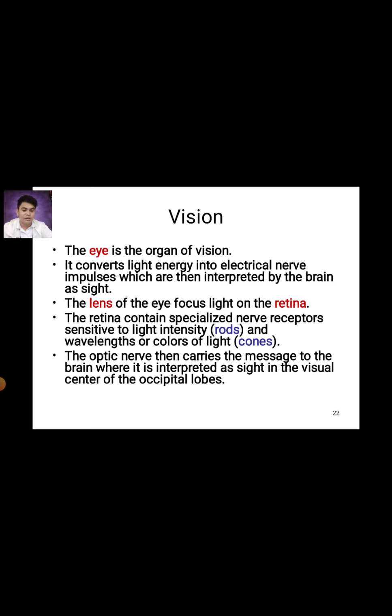Next is, what is vision? The eye is the organ of vision. It converts light energy into electrical nerve impulses which are then interpreted by the brain as sight. The lens of the eye focuses light on the retina. The retina contains specialized nerve receptors sensitive to light intensity, rods, and wavelengths or colors of light, cones. The optic nerve then carries the message to the brain, where it is interpreted as sight in the visual center of the occipital lobes.